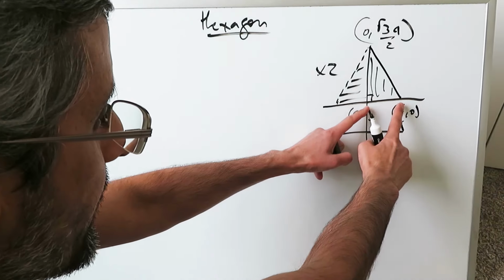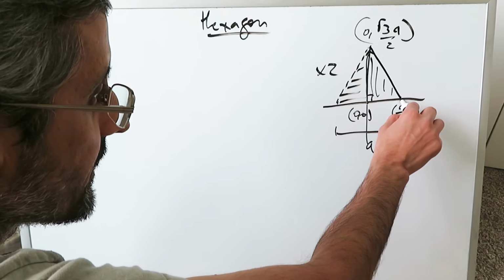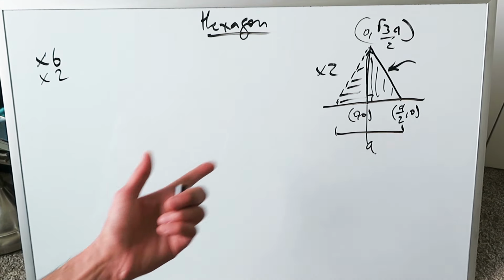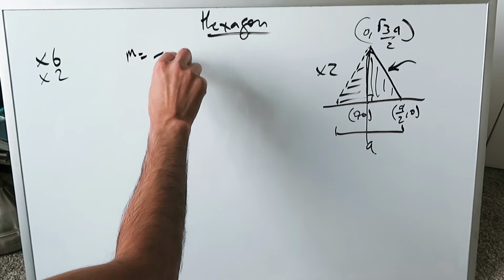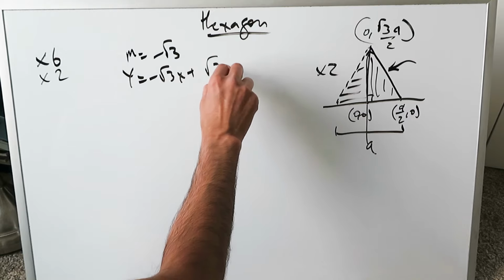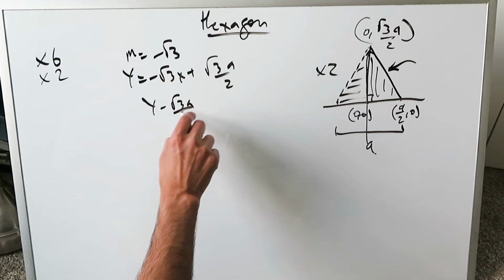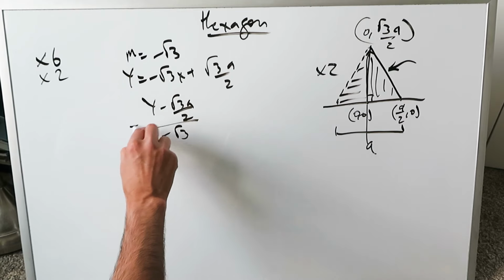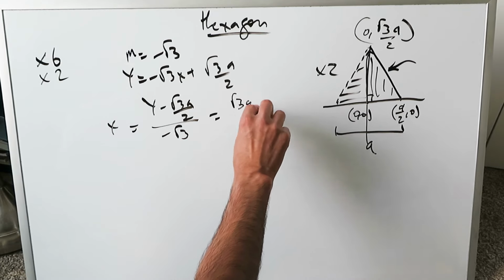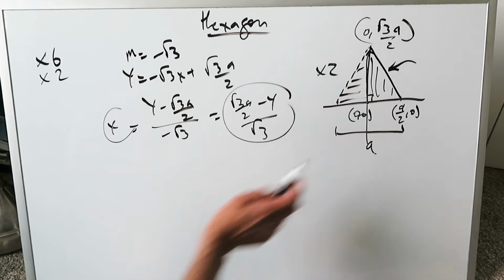I have this interval right here which is going to integrate upwards. This limit here will go straight up, no problem. This limit right over here, it's going to track the line, so I need the equation of this line. What can it be? Well, you have 2 points. You know the slope over there is going to be minus root 3. y is equal to minus root 3 x plus your y-intercept, root 3 a over 2. Solve for x. You have y minus root 3 a over 2, all divided by minus root 3 is equal to x, but it's also equal to, flipping around, root 3 a over 2 minus y divided by root 3. That's equal to this equation right over here.